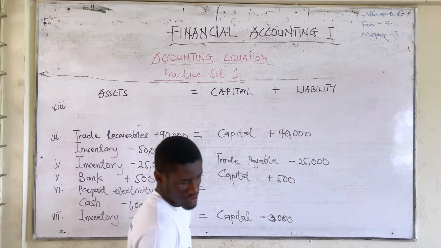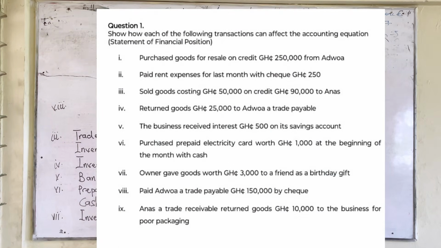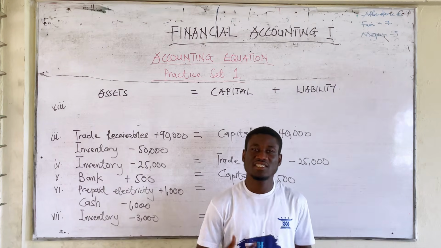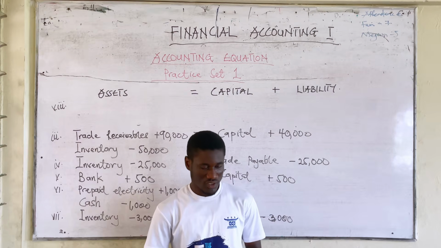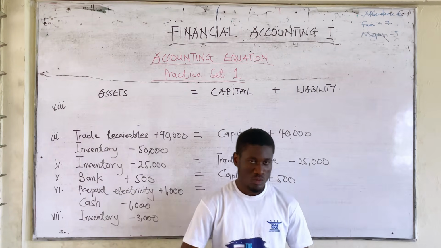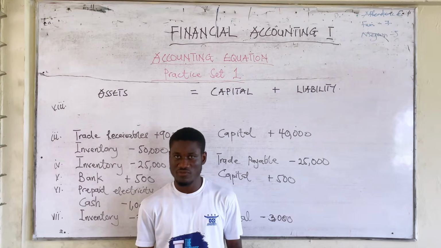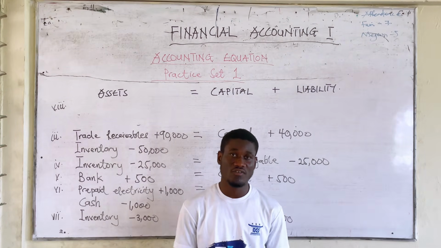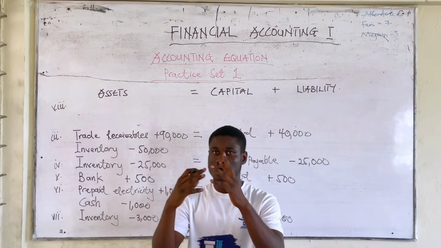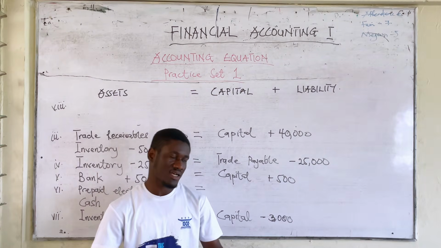Okay, good. Paid advance and trade payable 150,000 by check. So we have to identify the accounts involved here. Okay. So we know that advance and trade payable, it has already specified it for us. So we know that the accounts involved here are trade payable and check, which is what? Bank.